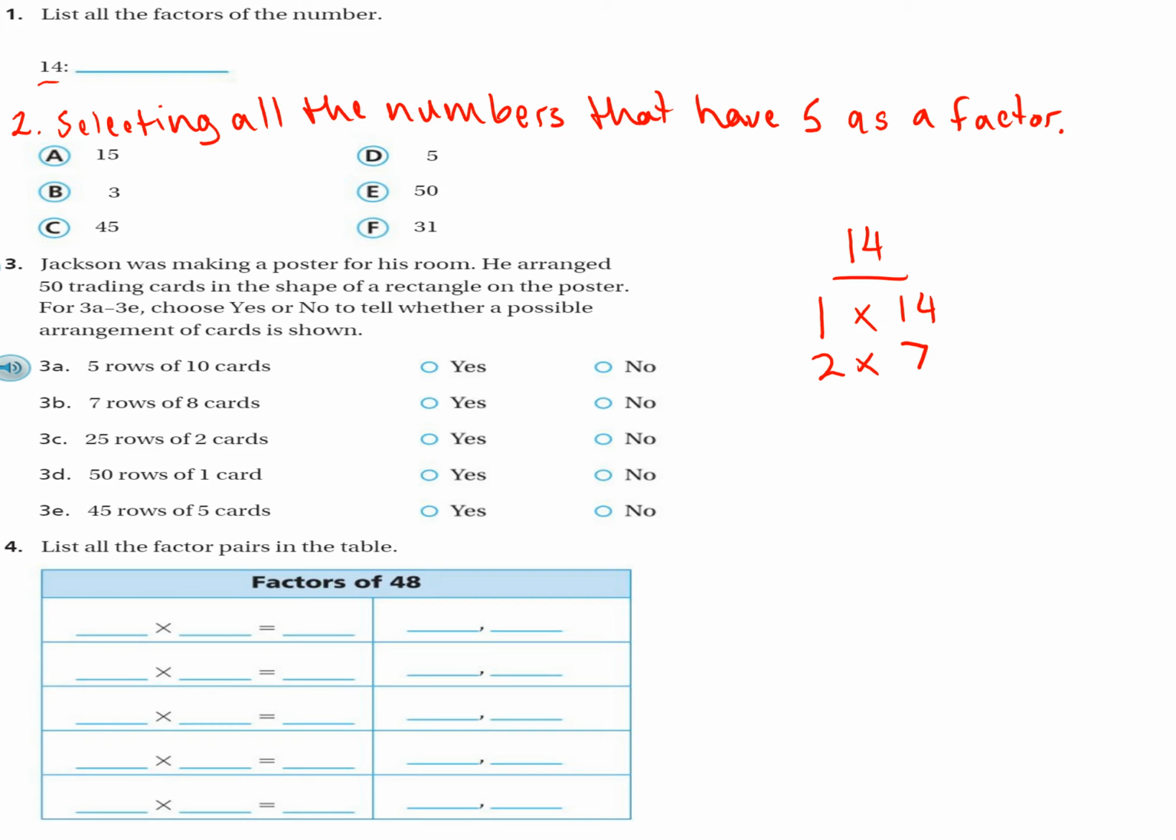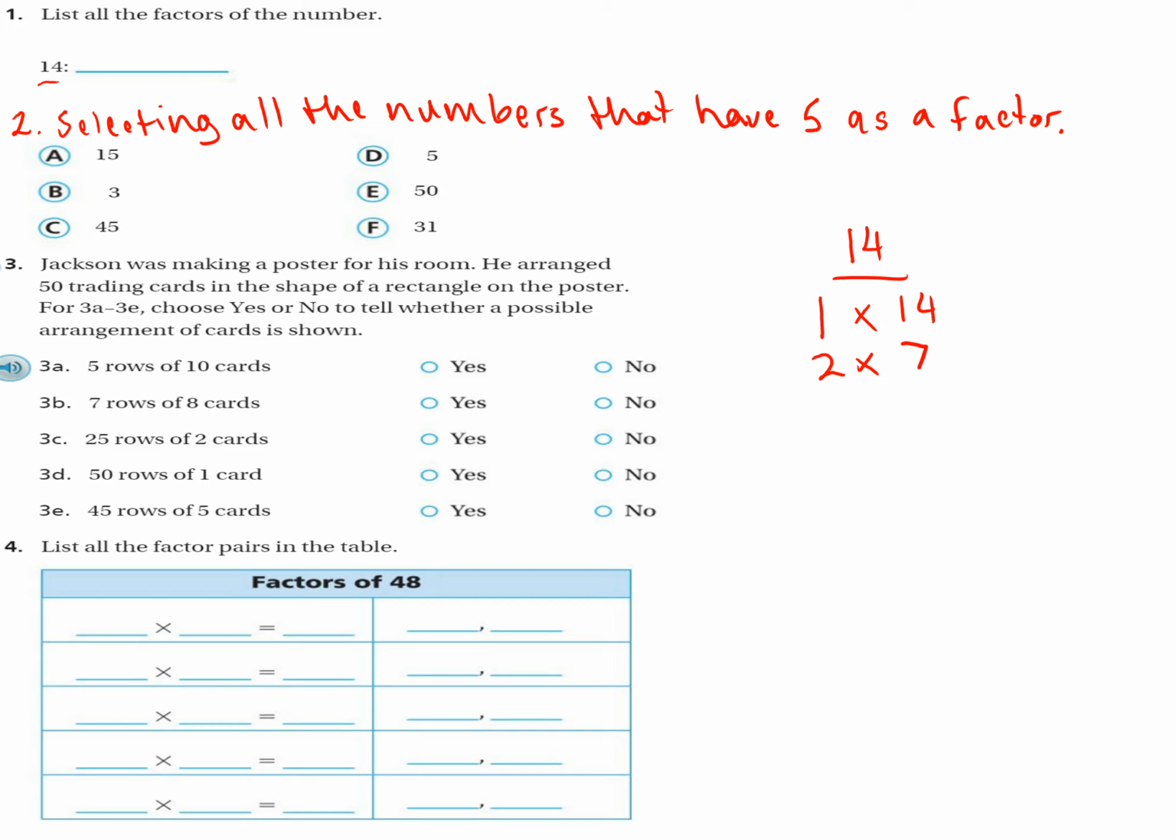Okay, what about 3? I can count by 3s, or I can use my divisibility rule of 3, which tells me if I take the two numbers, 1 and 4, and add them together, I get 5, and I just need to check to see if 3 is divisible into 5. Well, if we count by 3s, 3, 6, we don't end up on 5, so I know 3 won't work.